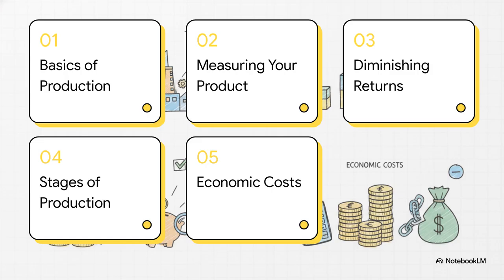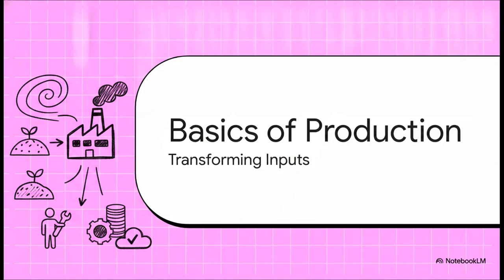So, here's our roadmap for today. We'll quickly hit the basics of production, how we measure your product, the law of diminishing returns, the 3 stages of production, and finally, we'll wrap up with economic costs. Starting off with number 1, the basics of production, how we transform inputs.